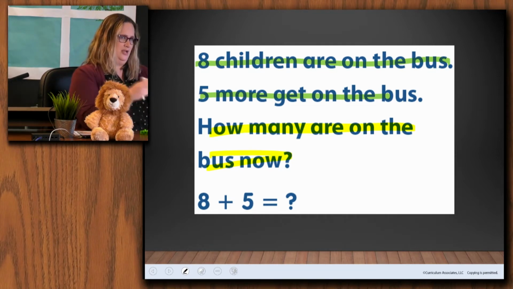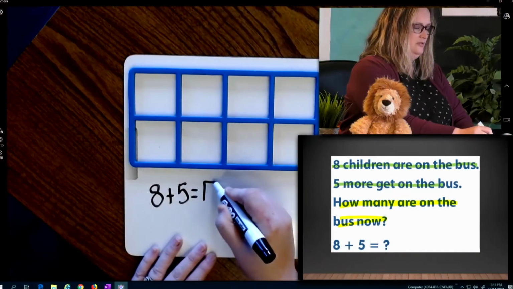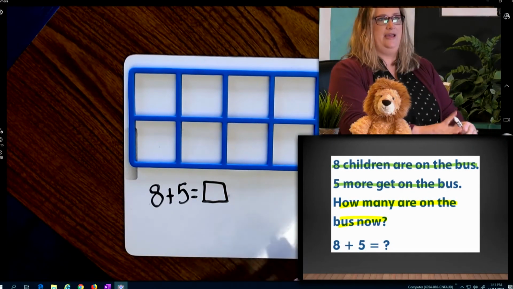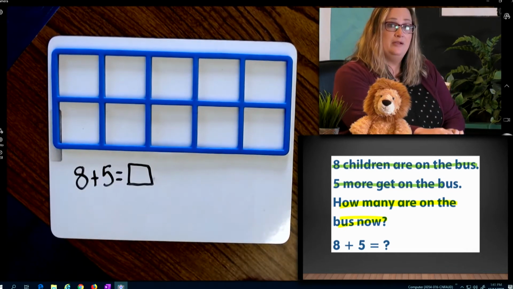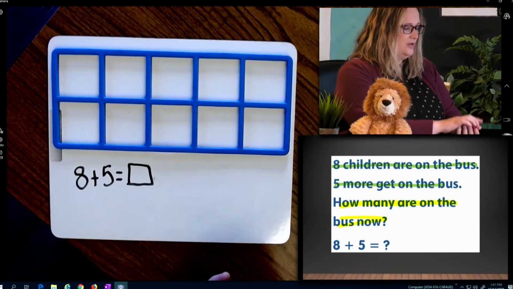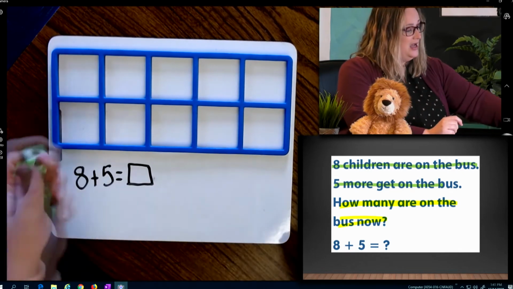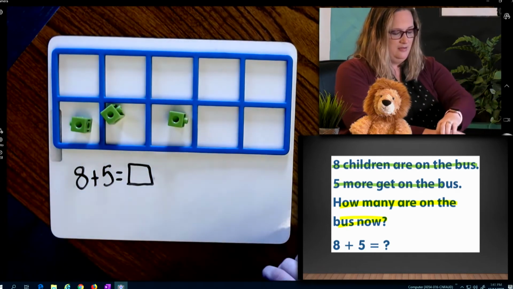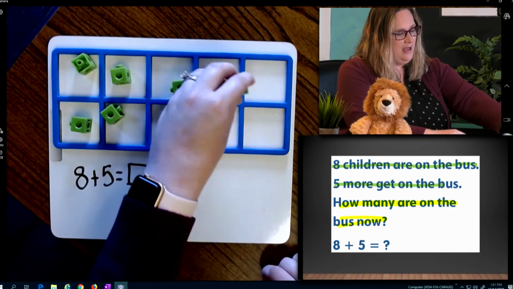And I want to write the equation 8 plus 5 equals, okay, there we go. So what number are we going to build first? 8. Go ahead. How are you going to build 8 without counting? You leave 2 empty. Wait, so that means 8 and what makes 10?